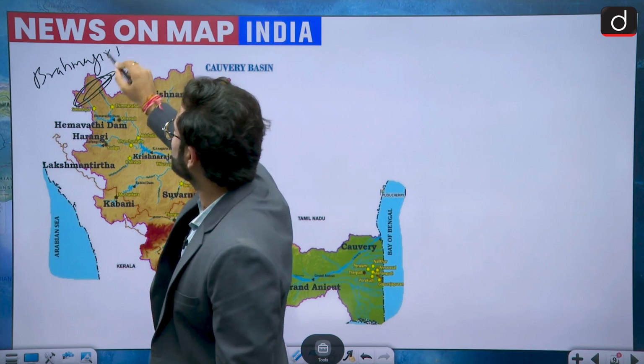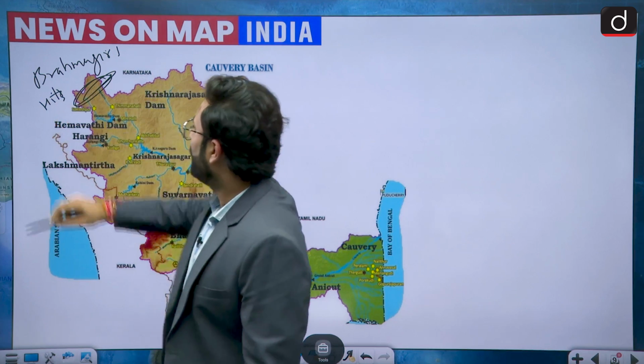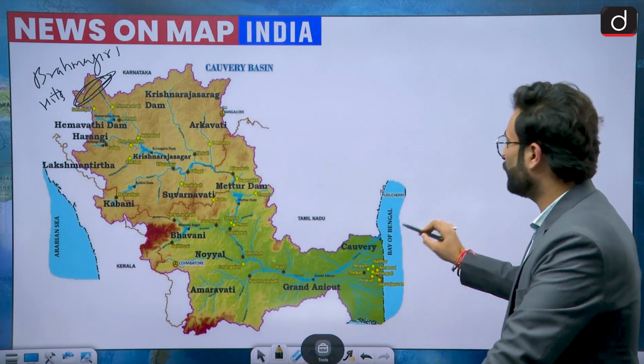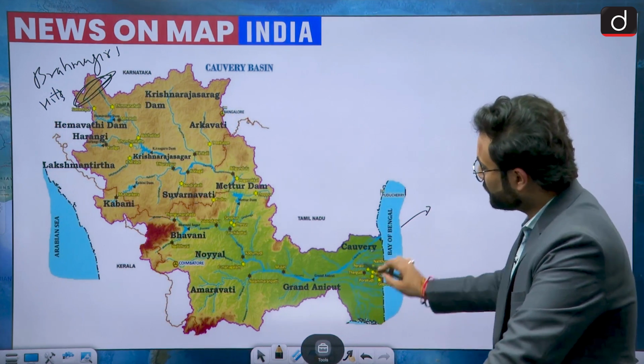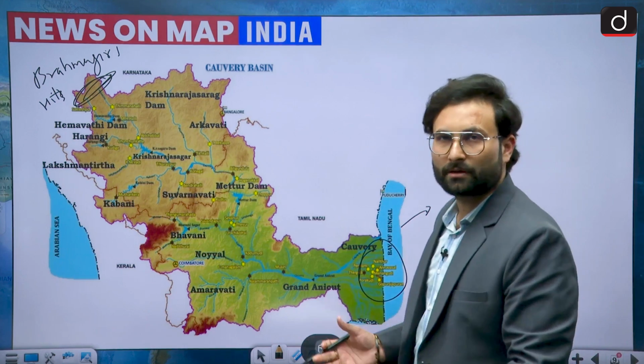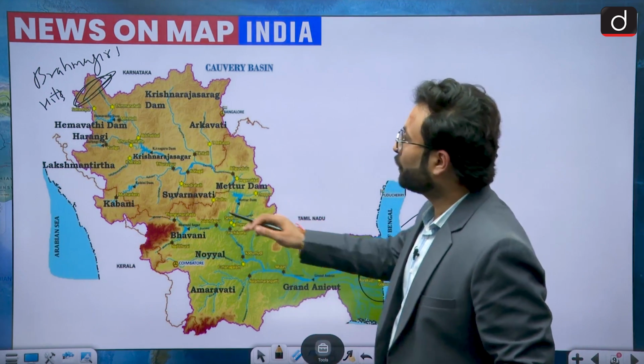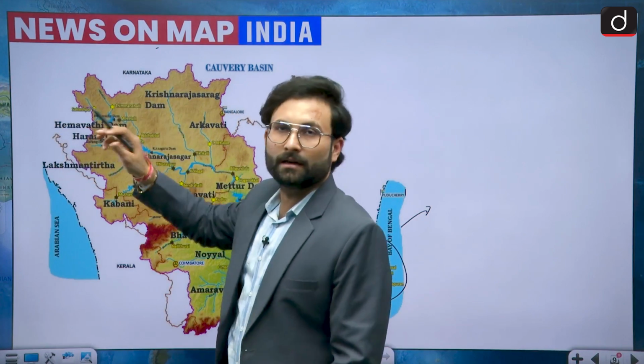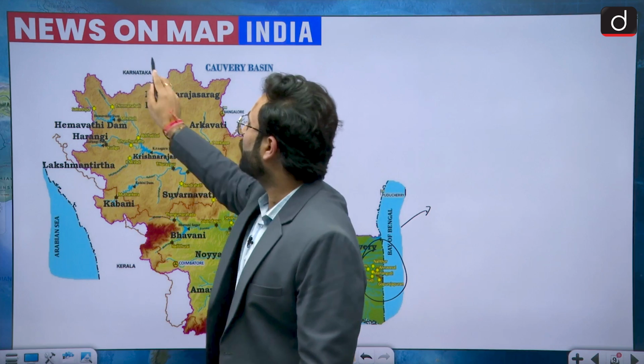In Brahmagiri hills it started and then it moves towards southward and merges in the Bay of Bengal, or discharges in the Bay of Bengal. This area is, you can say, the delta region of this particular river. When we are talking about the state, here you can see Brahmagiri hills are in Karnataka. They are part of your Western Ghats.